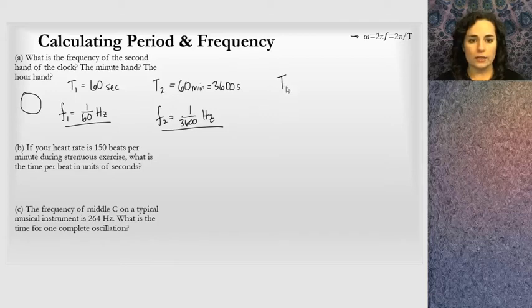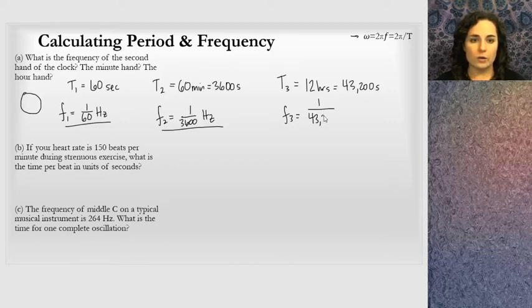You're getting the hang of this. The frequency of the hour hand. Well, if you're looking at a regular clock, it takes 12 hours for the hour hand to make 1 complete revolution. So 12 hours times 3,600 seconds per hour, this turns out to be 43,200 seconds.